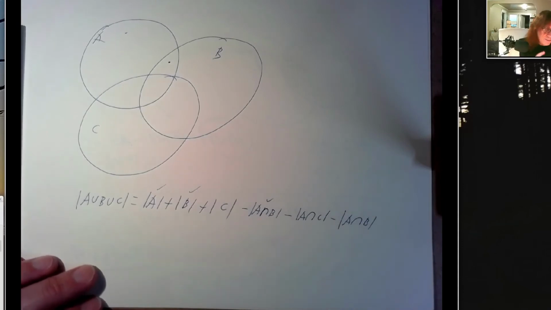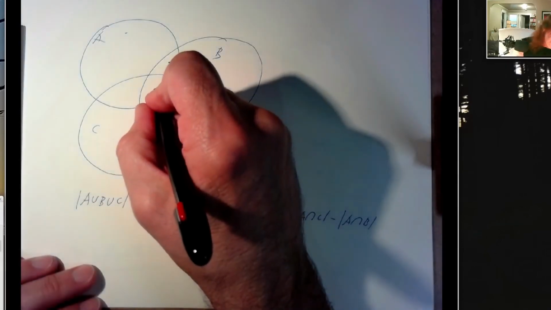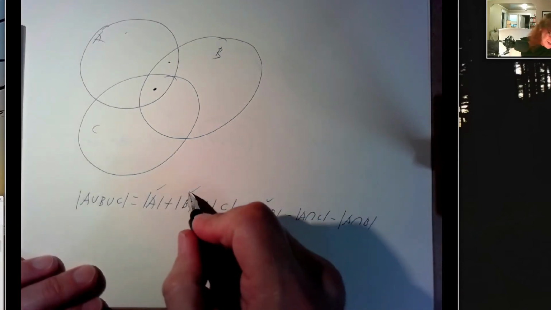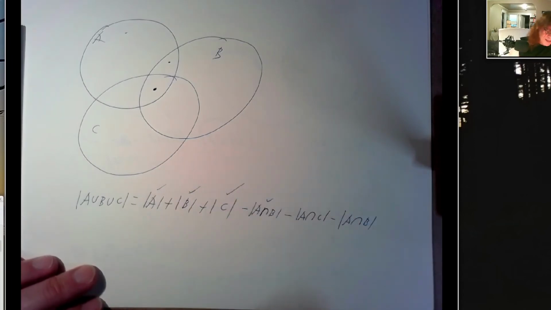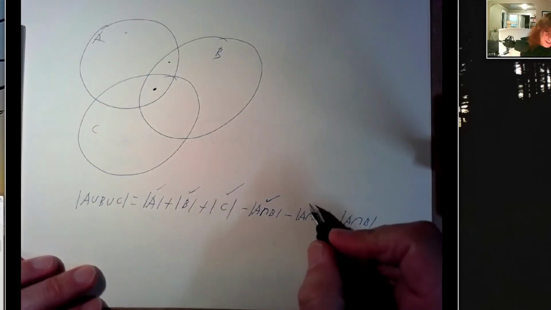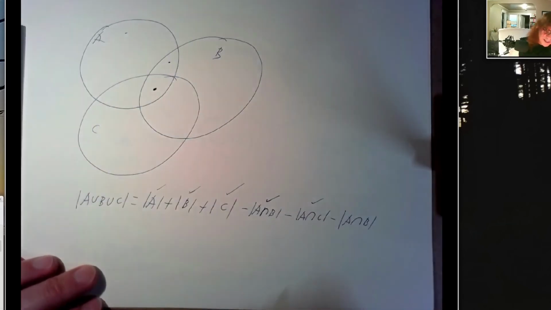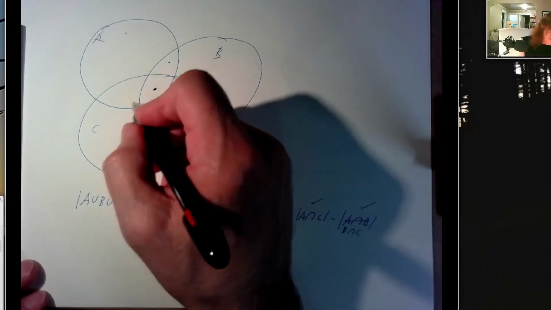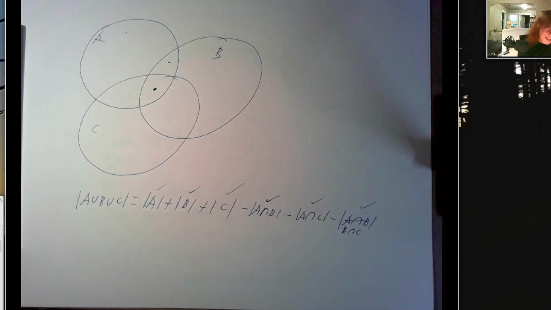That's correct. But if there is an element that's in all 3 sets, A, B, and C, how many times have we counted that? We counted it for A, we counted it for B, we counted it for C. And then we corrected our count by subtracting it once because it's in A intersect B. We subtracted it again because it's in A intersect C. We subtracted it a 3rd time because it's in B intersect C. As it stands right now, anything that's in the intersection of all 3 sets has not been counted in our final count yet.